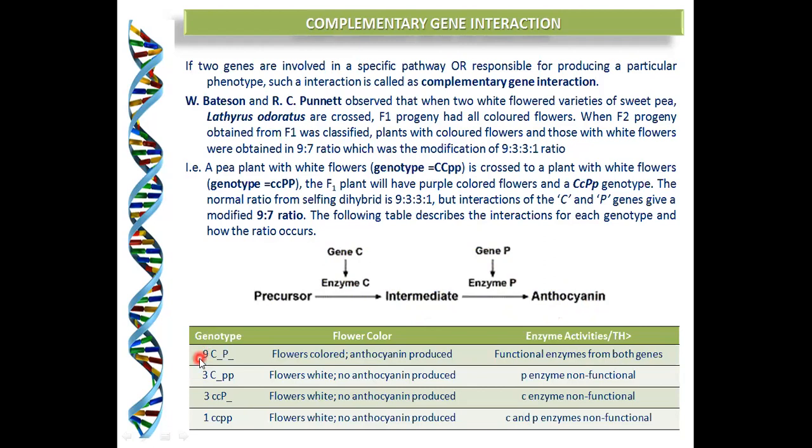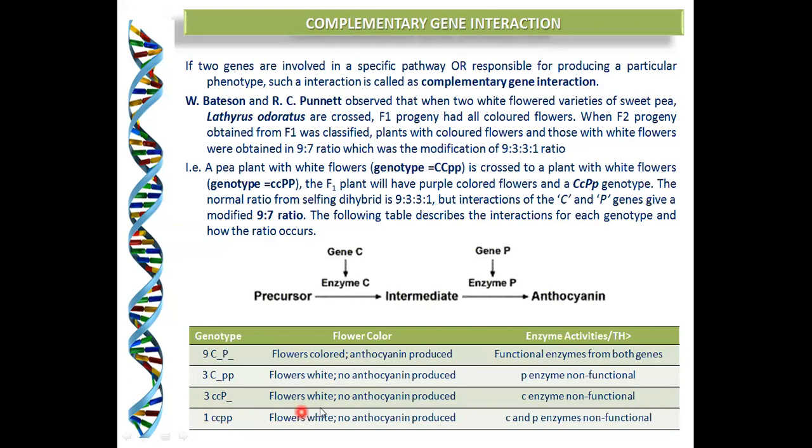So that ratio is modified into 9:3:3:1. So genotypes with capital C and capital P, you get 9. With capital C and recessive p, you get 3. With recessive c and capital P, you get 3. And with recessive c and p, you get only 1. So that is the 9:3:3:1 ratio. Okay, but it is modified now.